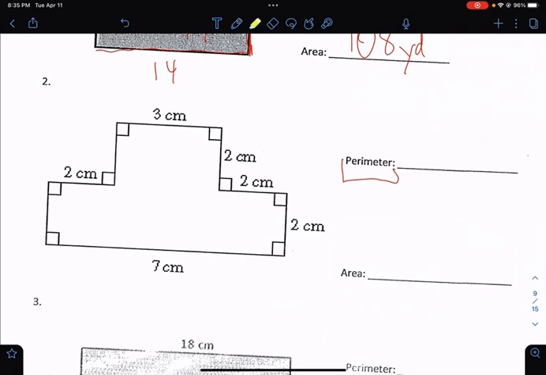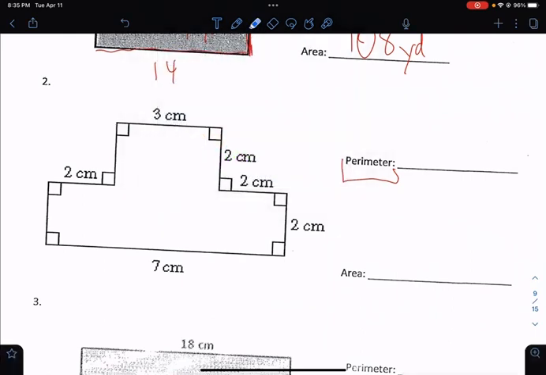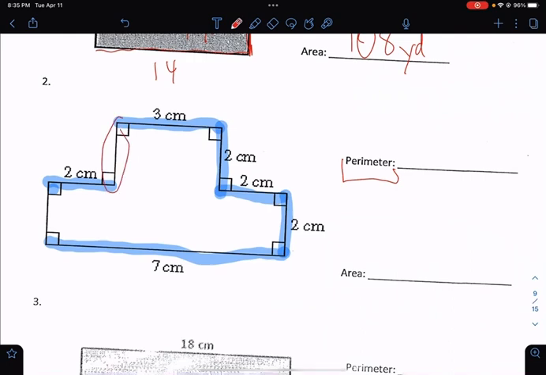I'm going to make this bigger again. Okay, let's go blue here. I'm going to highlight the side lengths that I know. So I know this 2 plus 3 is 5, plus 2 is 7, plus 2 is 9, plus 2 is 11, and then 11 plus 7 is 18. So now all I'm missing is this side and this side. Oh shoot, I just forgot it was 10, 18. So we got 18 centimeters right now, I think.